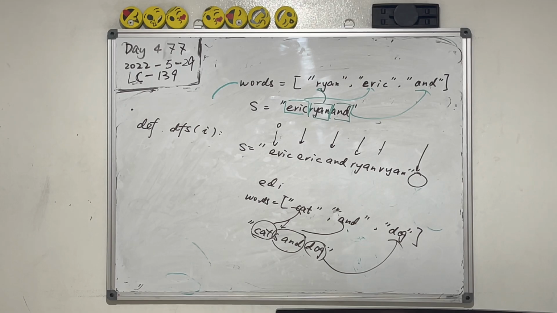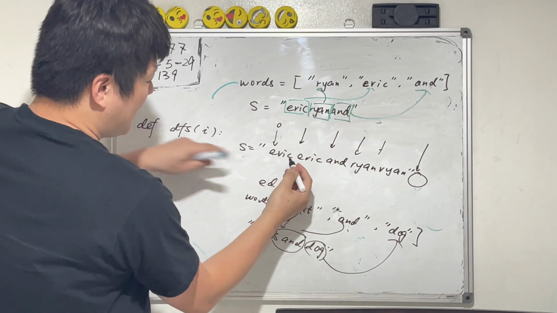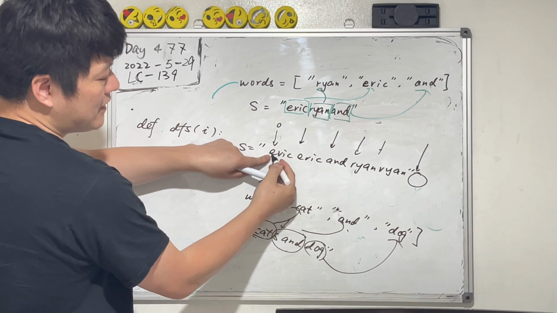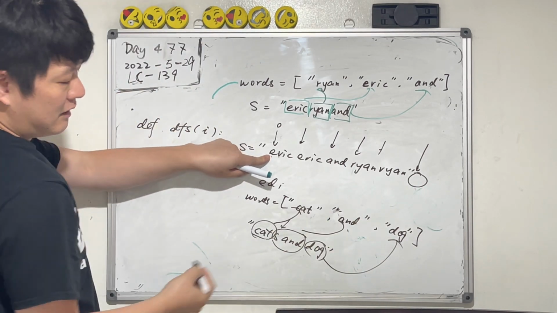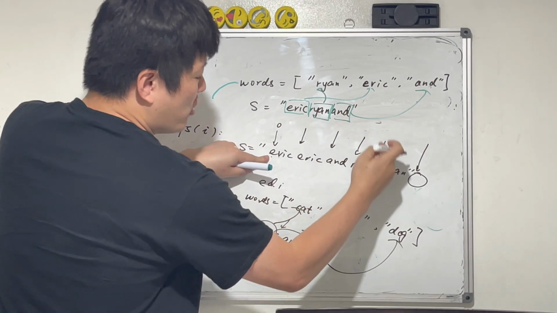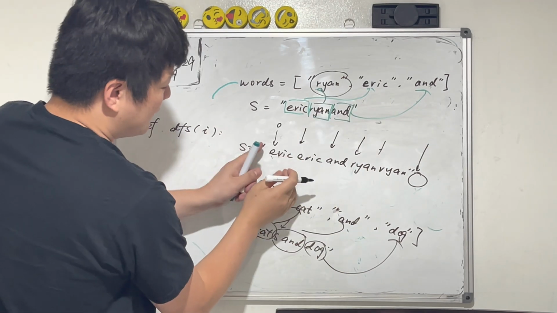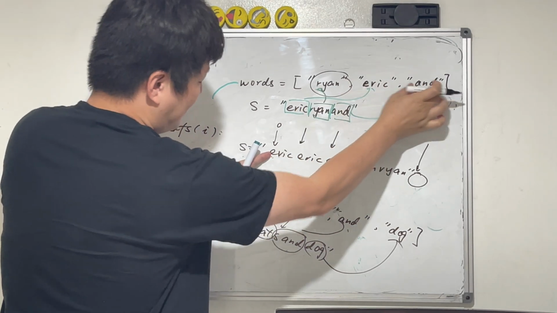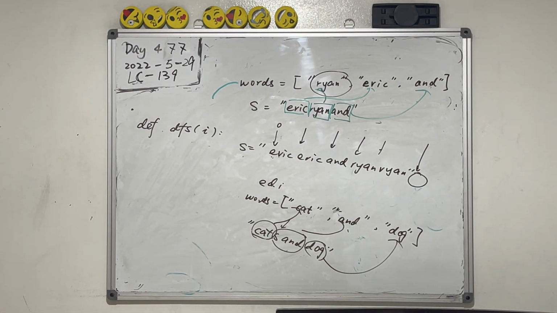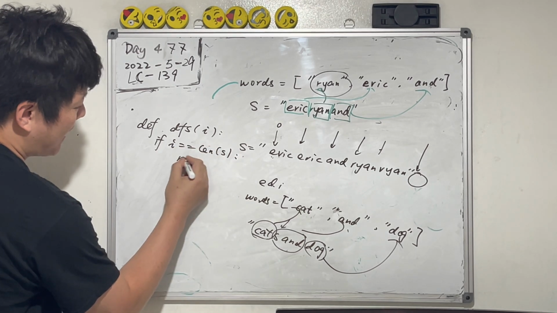Yeah, that's one way. The other way is slightly different. Every time I'm still jumping, but for example, I'm here. Instead of checking ER, ERI, ERIC, I will go the opposite direction. I will go through these words and check from the current position up to this length, if it's Ryan, if it's Eric, if it's N. Slightly different.